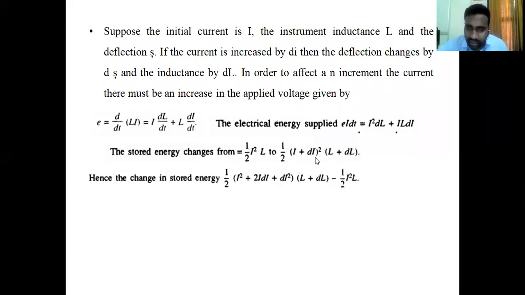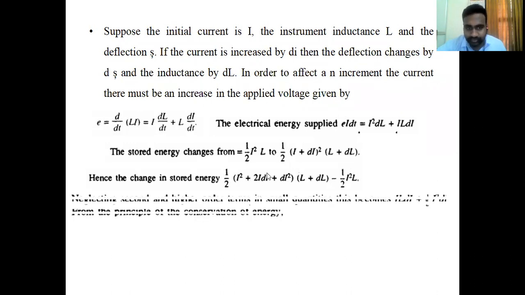If we see how much energy is stored, that means if there is a change in energy, how can we find it? The change in energy is found from the final energy minus the initial energy. Half I square L is the initial energy, and the final energy is half into (I plus dI) whole square into (L plus dL). This is in the form of (a plus b) whole square, that is a square plus 2ab plus b square. I split that, so this is nothing but the change in the stored energy.